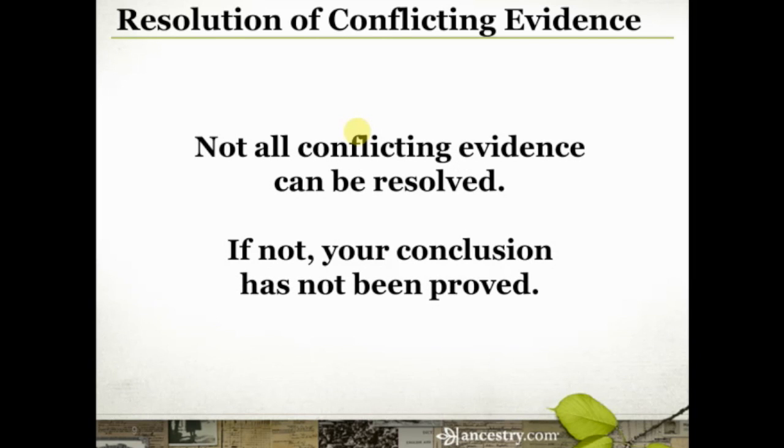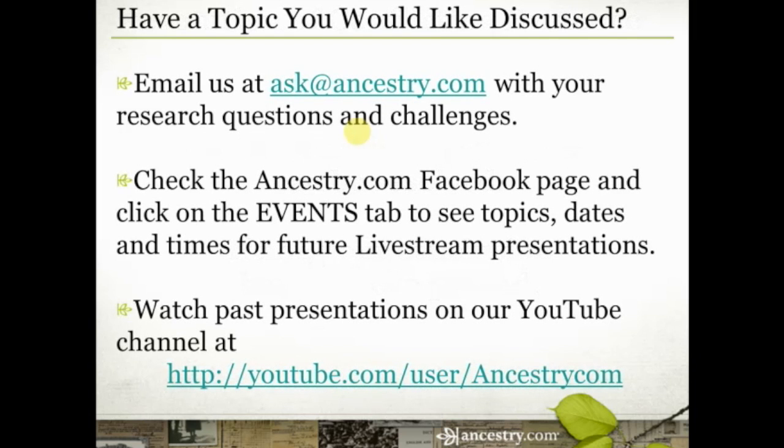So hopefully that was really quick. You might need to watch that again to catch all of that, but that is the process that I go through. I create tables and charts and spreadsheets all the time to help sort through some of this stuff. Not all conflicting evidence can be resolved. You need to recognize that, and if you haven't resolved it, your conclusion hasn't been proven, and so that just might mean you have to set it aside for a little while, or you have to take a pause, or you have to come back and do more research, or whatever.